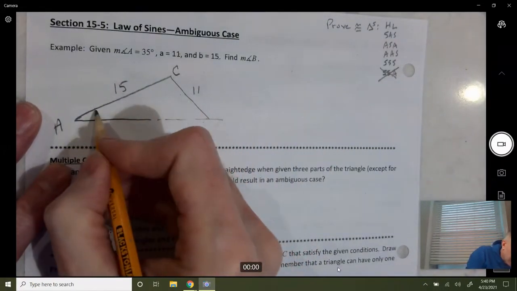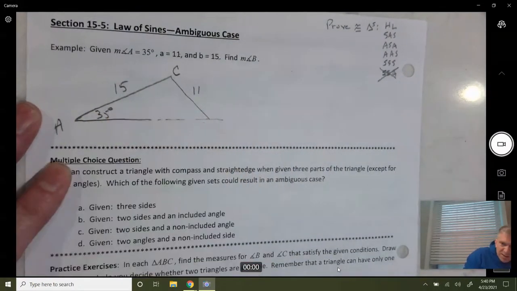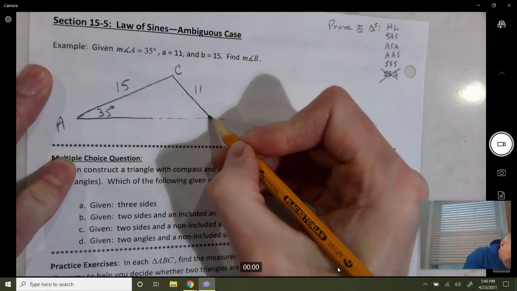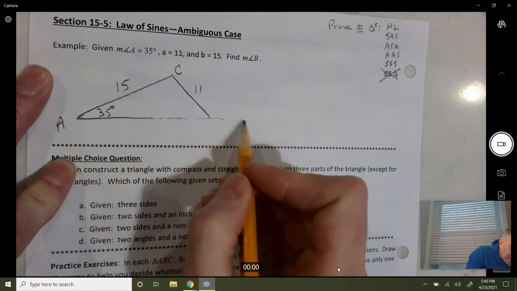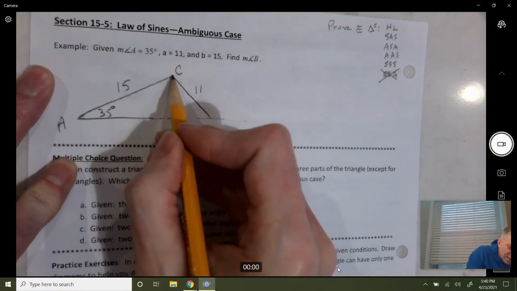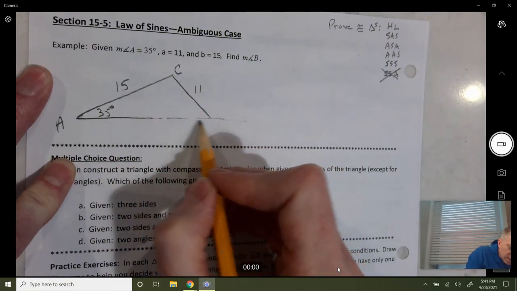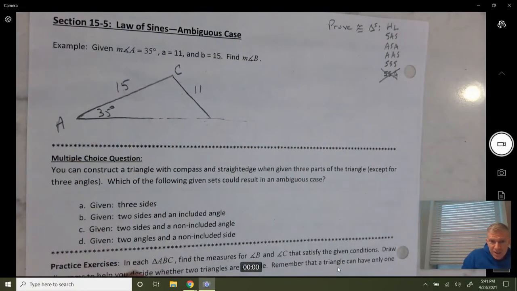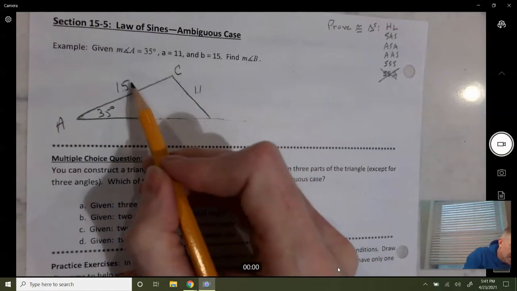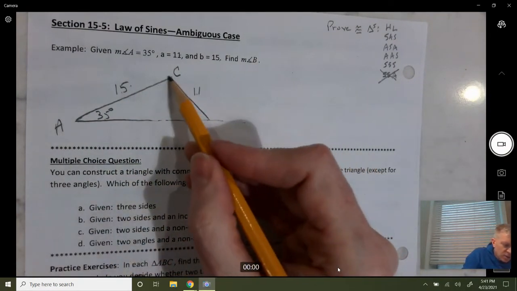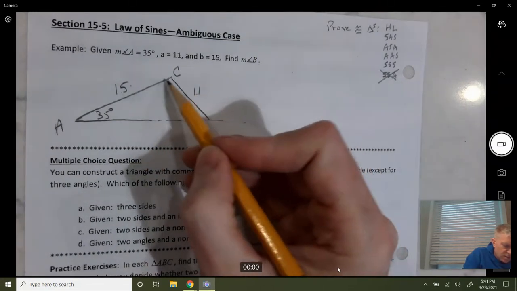So I've got this 35 degrees, this side and this side. I don't know the length of this side, and I don't know this angle. Think of that as a hinge. This could swing around, and I don't know where it hits here because I don't know this side. Now I drew it this way, side, side, and then an angle. But who's to say I couldn't have drawn this 11 over here?